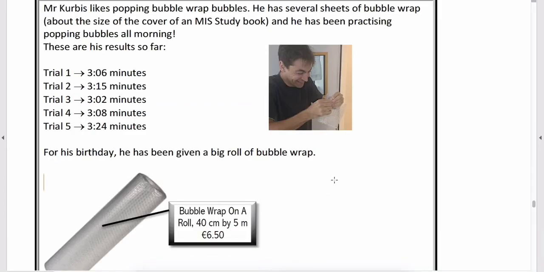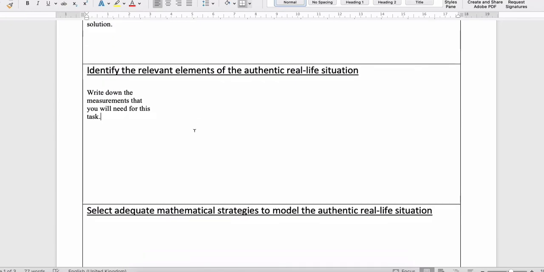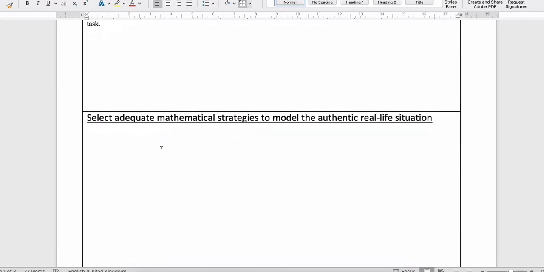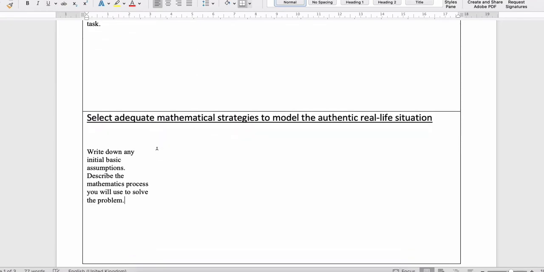Another thing that you may need is the dimension of this bubble wrap. So that's what you can write down. It's 40 centimeter by 5 meter. There is always other information that you do not need, which is not relevant to your problem. So for instance, how much the bubble wrap costs is not really relevant to your problem, so you do not need to write it down.